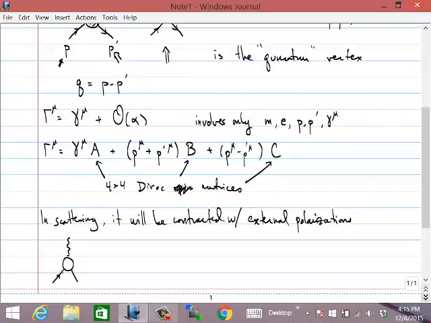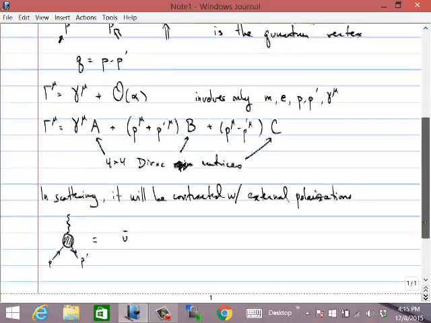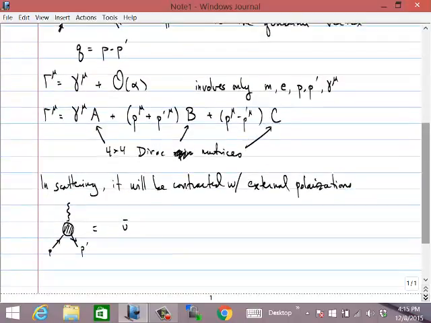So in particular, the sort of terms that would arise will all involve things like, so what did we call this? We call this P prime and this P. So the only terms that will arise are things like U bar of P prime, gamma mu, U of P. And I suppose there should be a minus i e here. So U bar of P prime is the polarization of the outgoing electron. U of P is the polarization of the incoming electron.